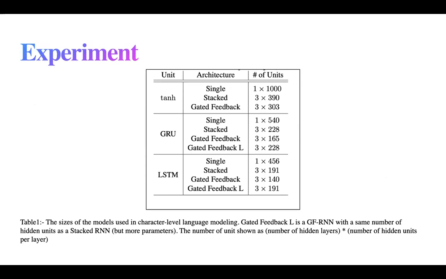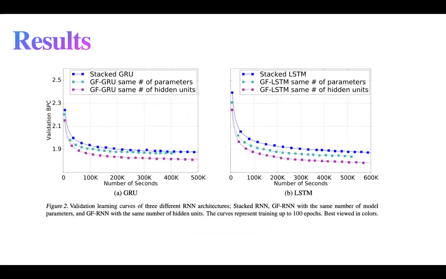The size of the models used in character-level modeling was the same. Gated feedback L is a GFRNN with the same number of hidden units as a stacked RNN. The number of units shown is basically the number of layers multiplied by the number of hidden units per layer. As we can see in the result, the curves of stacked GRU and stacked LSTM have outperformed the rest of the stacked RNNs.